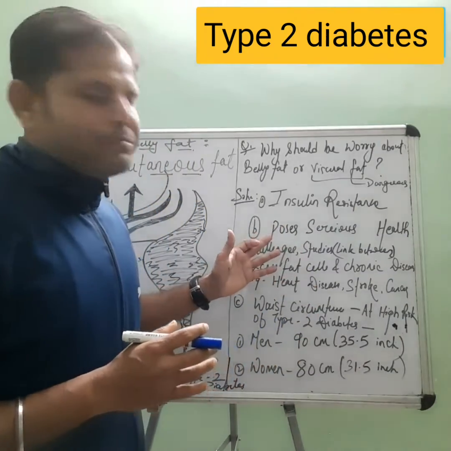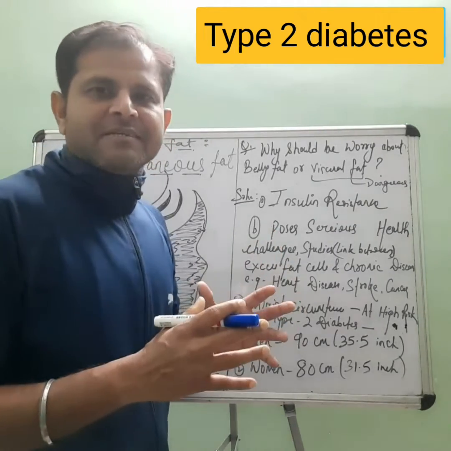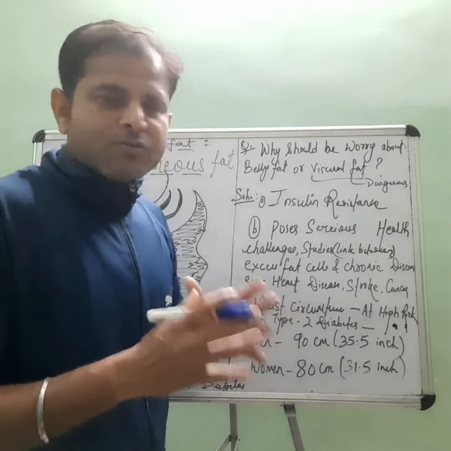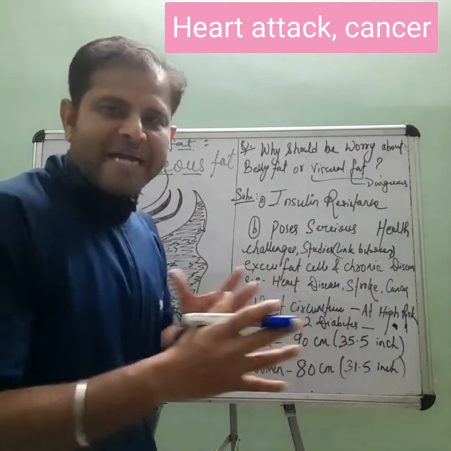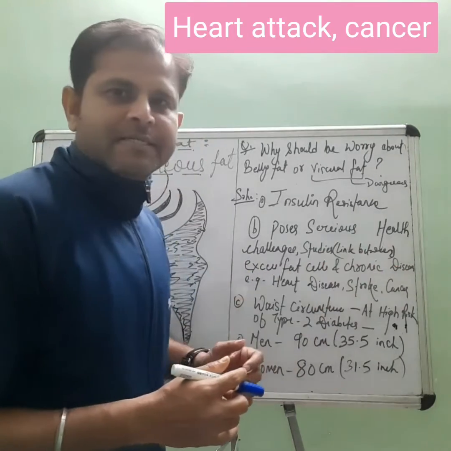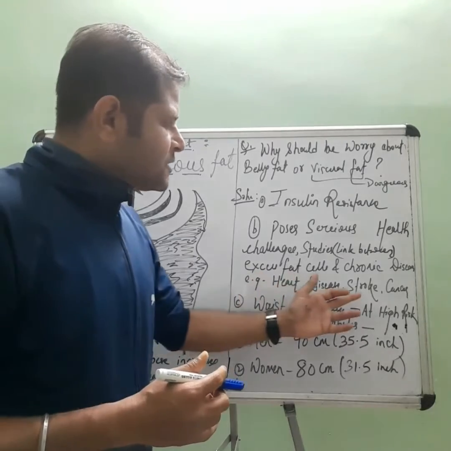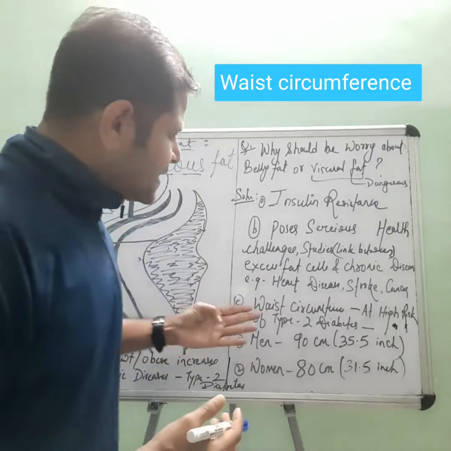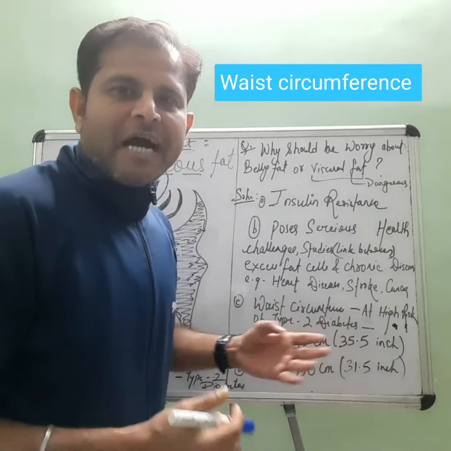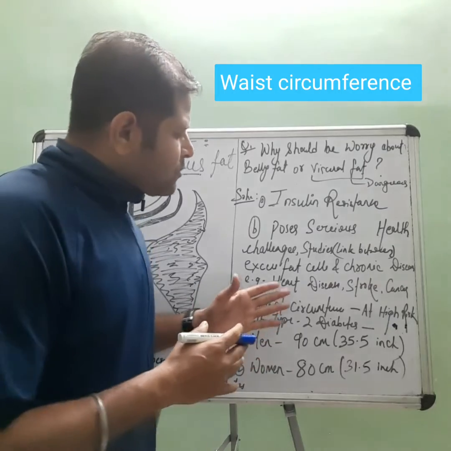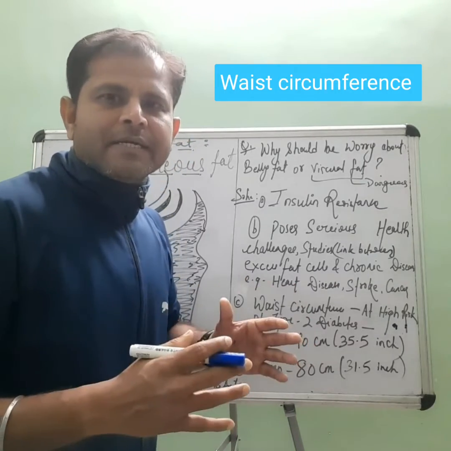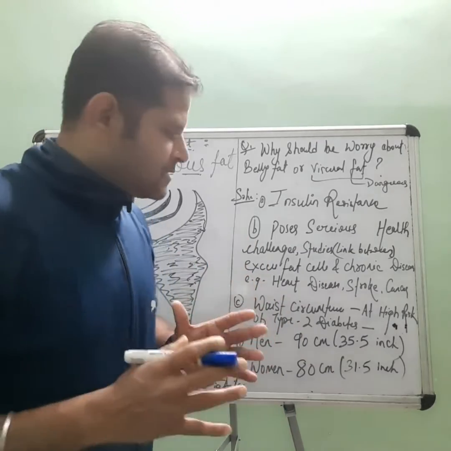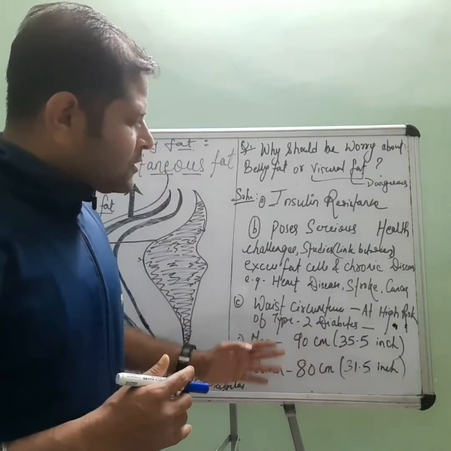Second point, it poses serious health challenges apart from diabetes. A study has shown a link between excess fat cells and chronic diseases like heart disease, stroke and cancer. And last but not the least is waist circumference. Friends, I must tell you one thing. If your waist circumference is not within the limit, then you are at high risk of getting diabetes. Yes, here you can see there is a measurement for type 2 diabetes.